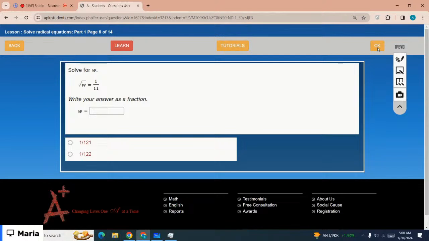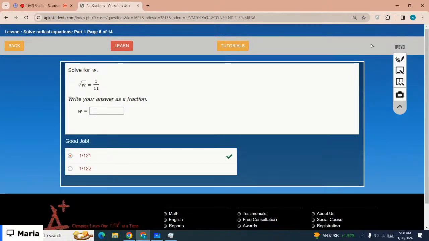Okay, the next one is solve for w. Square root w equals 1 over 11. So which is the correct option? Yes, the correct option is w equals 1 over 121. Option number 1 is the correct option.